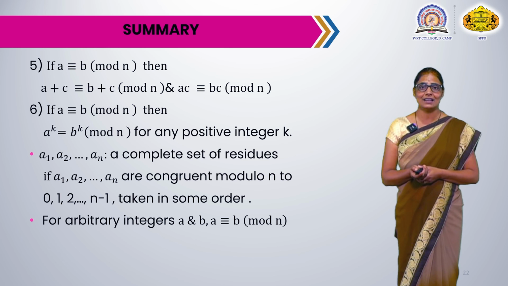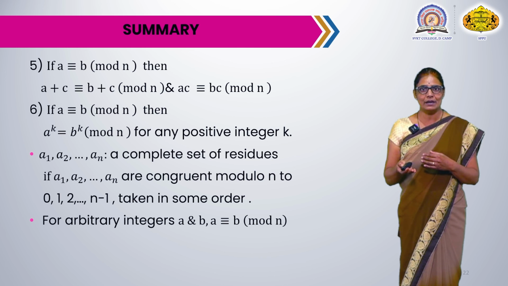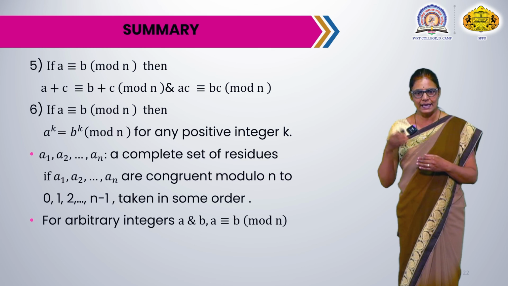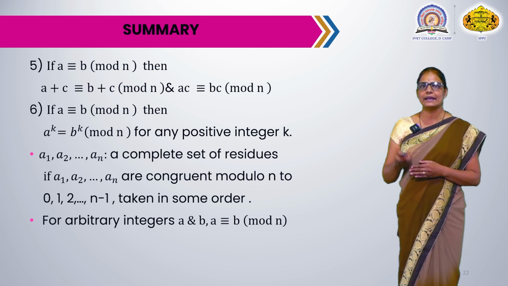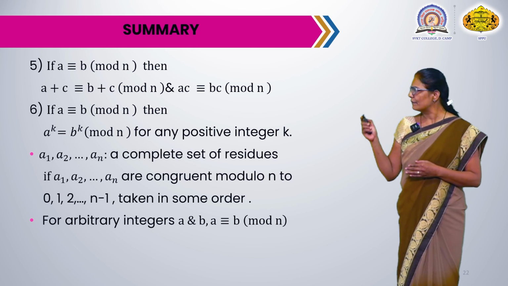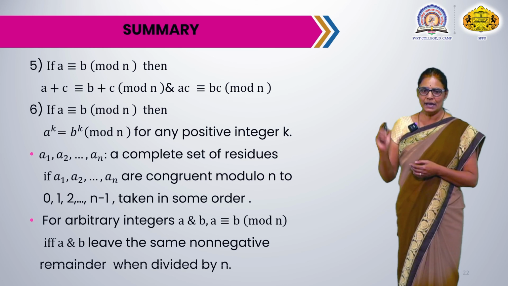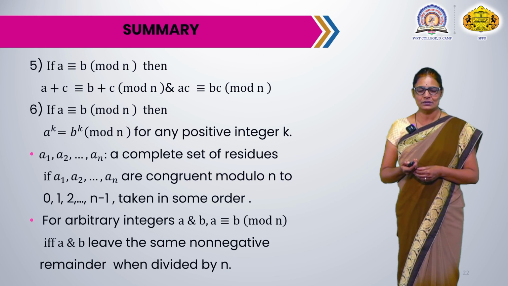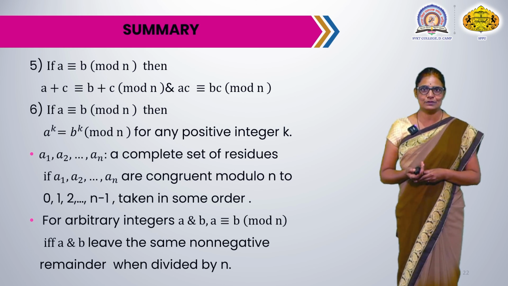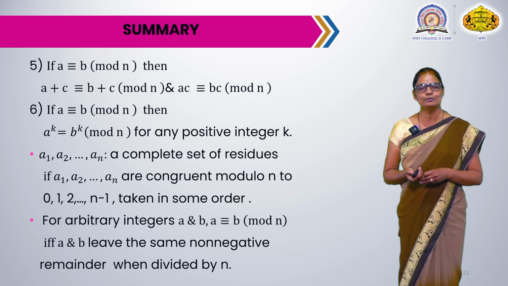And we studied the last theorem, which gives the relation between the congruence of A and B and their remainders when we divide by n. This theorem says that for any integers a and b, a is congruent to b modulo n if and only if a and b leave the same non-negative remainder when divided by n. So this is a summary of today's lecture. Actually, this topic is very easy to study, and it is very useful in mathematics also.